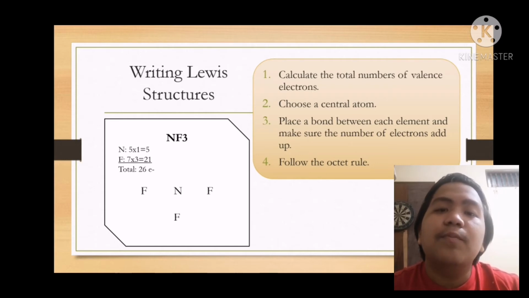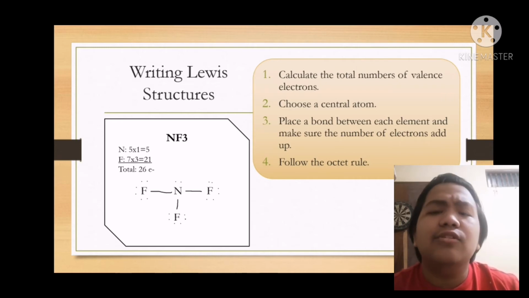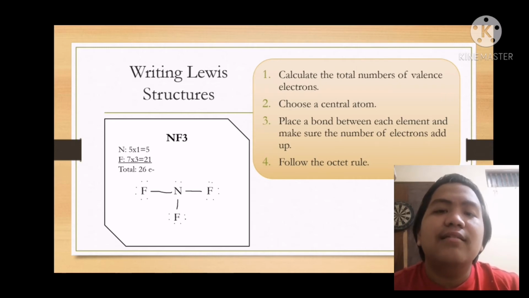Next, we place a bond between each element. After that, we place the valence electrons left on each element as lone pairs. It should only have 2 valence electrons maximum on each side of an element. And lastly, follow the octet rule and make sure each element has 8 valence electrons to satisfy it.